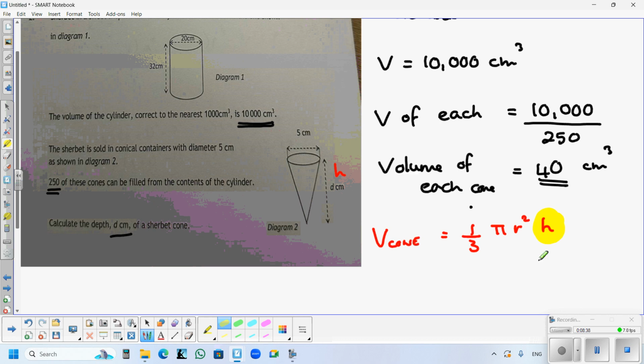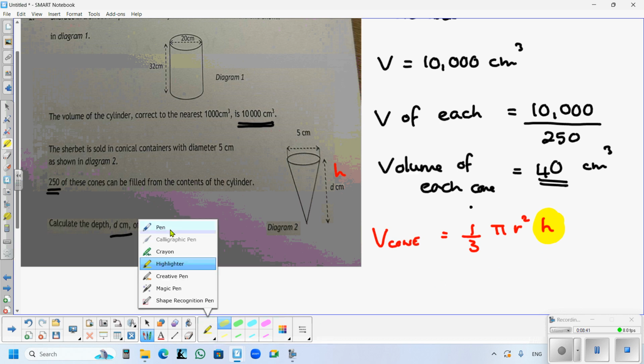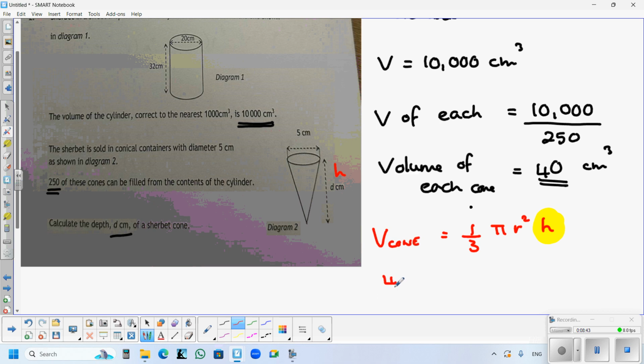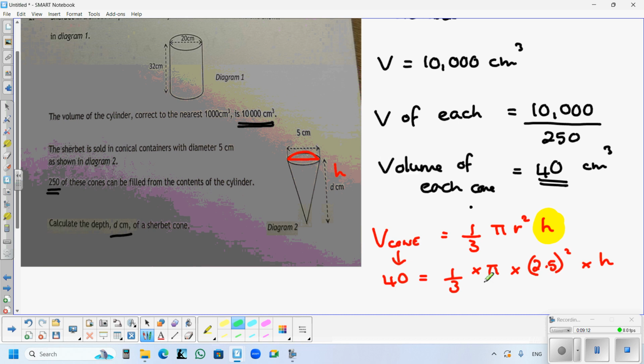I'm going to substitute every single thing in that I know. So I know the volume of the cone is 40. So I'll put that in there. That's equal to 1/3 multiplied by pi multiplied by the radius squared. The diameter is 5, d for diameter, so the radius has got to be 2.5. So it's times 2.5 all squared multiplied by h. I'm going to work all of this out in my calculator, so I'll put a highlight through that. I'm going to do 1/3 times pi times 2.5 all squared.